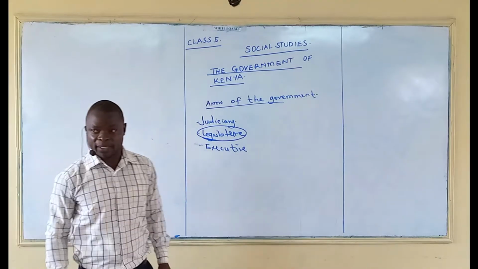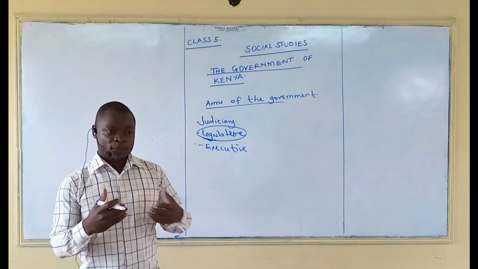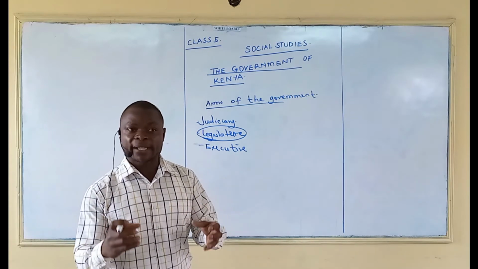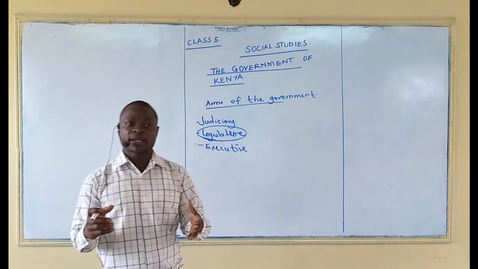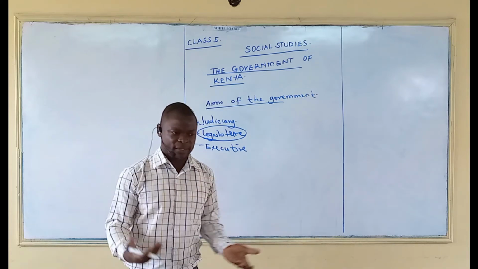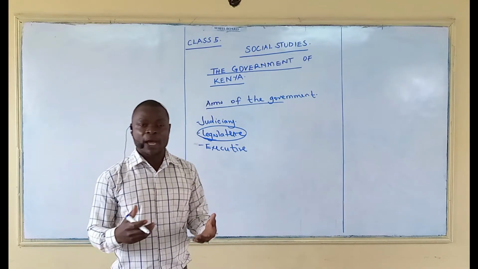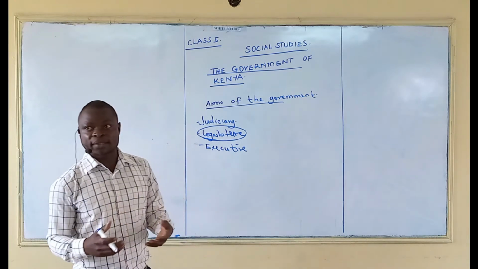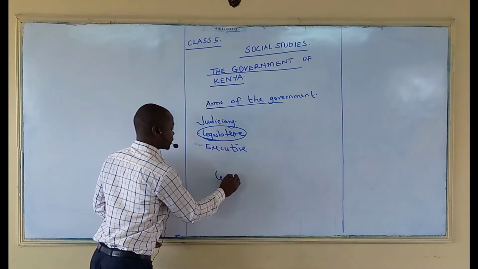Remember, these arms of the government have various functions that they perform independently so as to make the government run smoothly. But our center of interest today is going to be the legislature arm of the government. What is the role of the legislature, if I may ask? The legislature is the arm of the government that makes and amends laws. It is in the legislature where laws are made. It is in the same legislature where laws are amended.